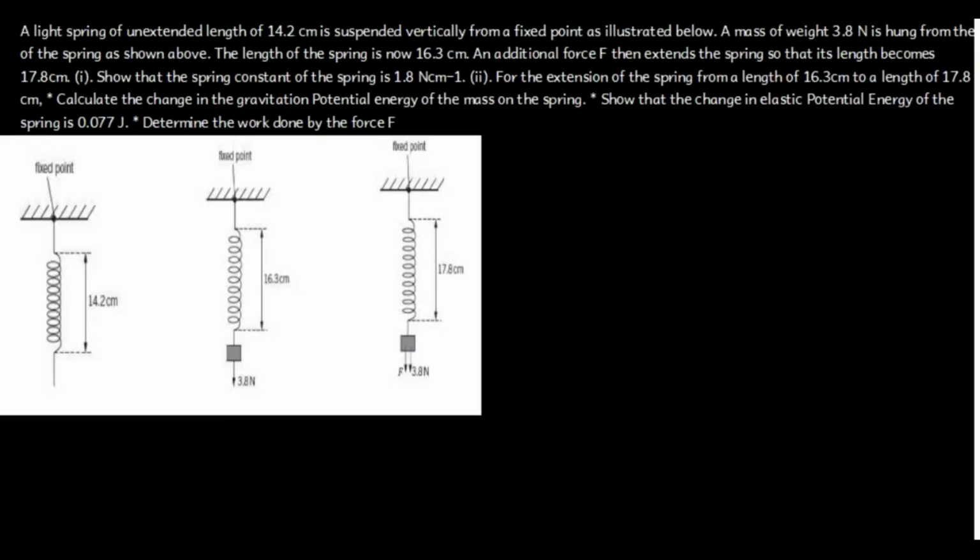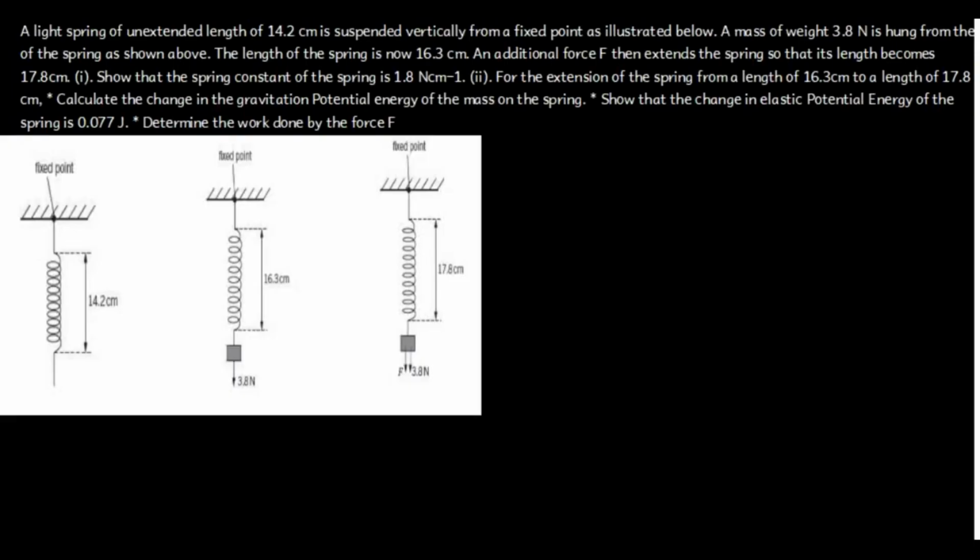Part 2. For the extension of the spring from the length of 16.3 centimeters to a length of 17.8 centimeters, calculate the change in gravitational potential energy of the mass on the spring. Another one is saying that show that the change of elastic potential energy is 0.077 joules. The last one is saying determine the work done by the force F.